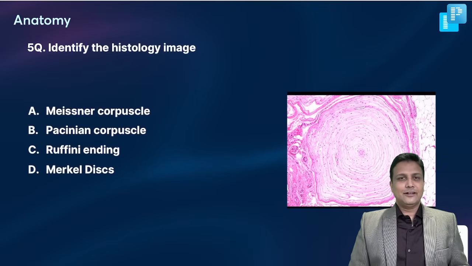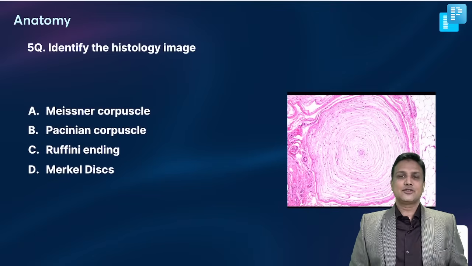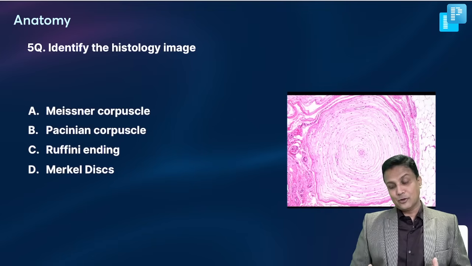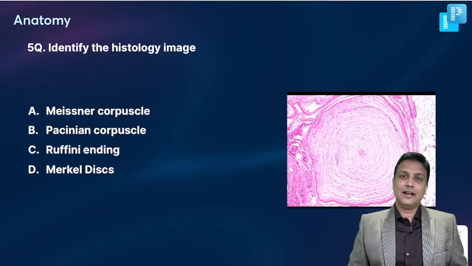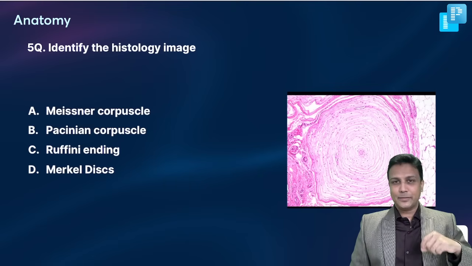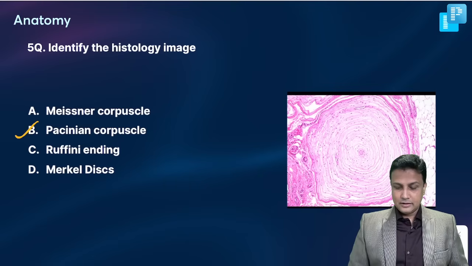Moving on to the next question, I think this was the easiest for you in your INI-CET exam today. Identify the histological image. Yes, of course, it is which corpuscle? The moment you see the arrangement there is like onion skin appearance. Onion skin rings appearance will be present there, and that will be seen in the Pacinian corpuscles.